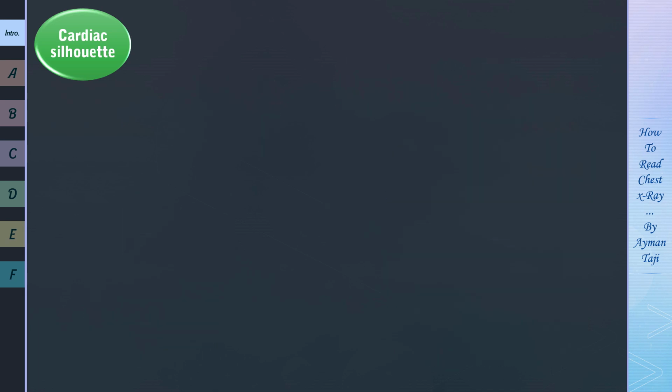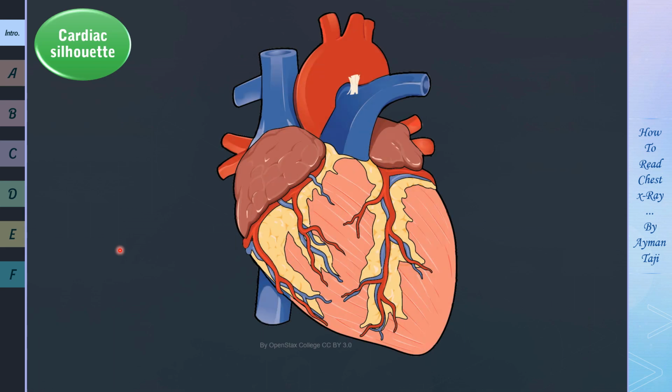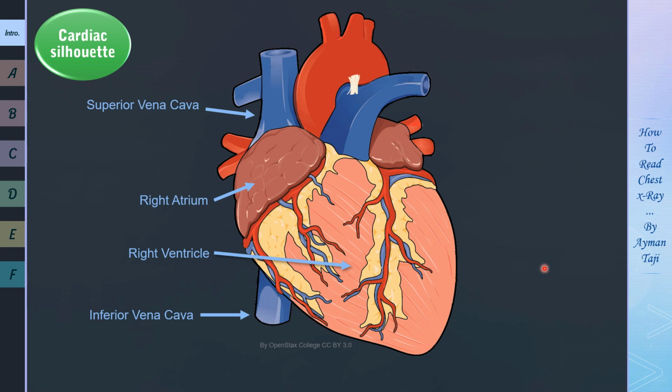Now, let's review quickly which structures of the heart we can notice by looking to the thorax anteriorly. First, blood comes from almost all over the body to the heart via the superior and inferior vena cava, then to the right atrium, then the right ventricle. Coming out of the right ventricle, here's the pulmonary trunk which takes blood from the right heart to the lungs and branches into the left and right pulmonary vessels.